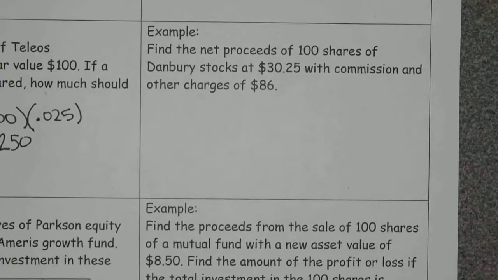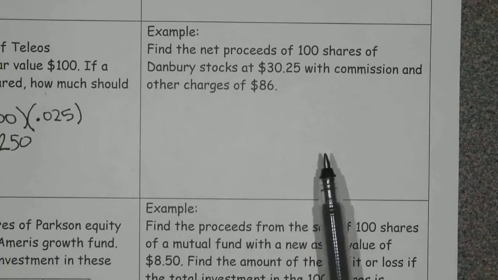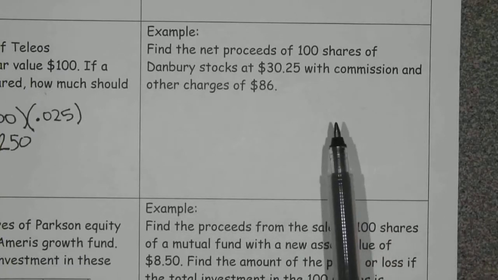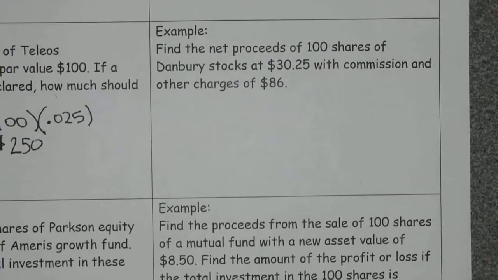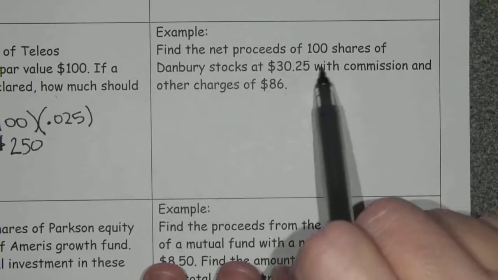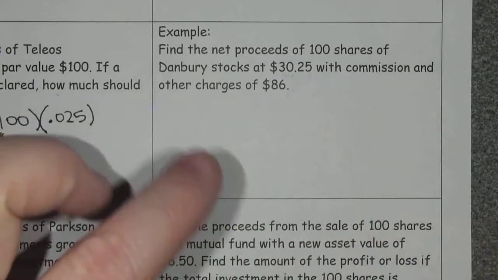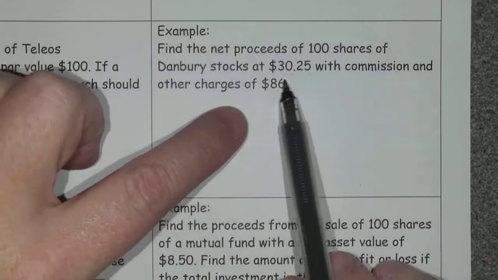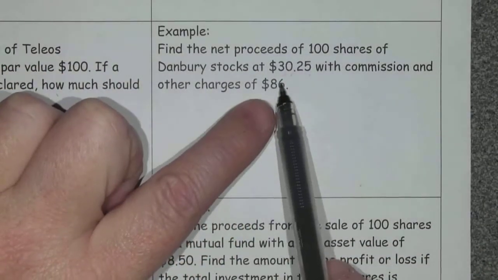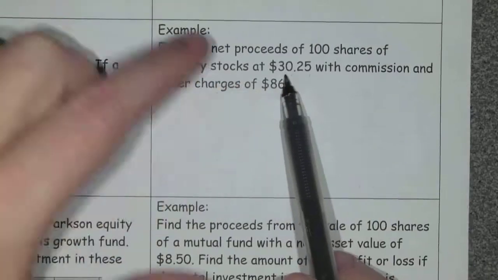All right, next one. Find the net proceeds. Proceeds is usually what happens after you sell something, right? It's the amount of money that you make. So find the net proceeds of 100 shares of Danbury stocks at $30.25 with a commission and other charges of $86. So when you pay someone to sell your stocks for you, you have to pay them a commission on what you make. You have to pay $86 for them selling your stocks because that was the commission. I just read that wrong again.